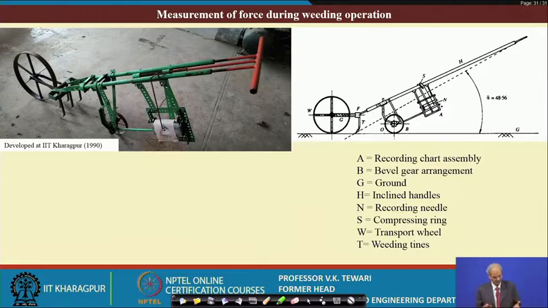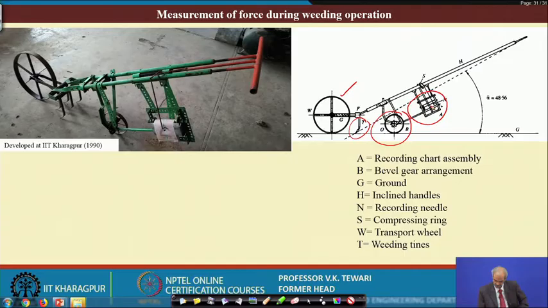So, we developed this device at IIT Kharagpur. Here you can see there is a bevel gear arrangement in this small wheel, this is the front wheel of the weeder, this is the tine which has been kept here, and this is a graph. Some arrangement has been made so that the moment there is a pushing of this, the graph will move. We are maintaining an angle of 48.56 degrees.